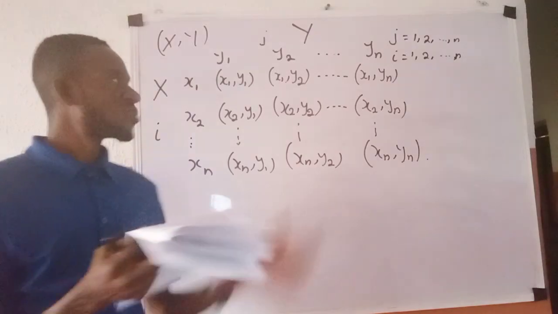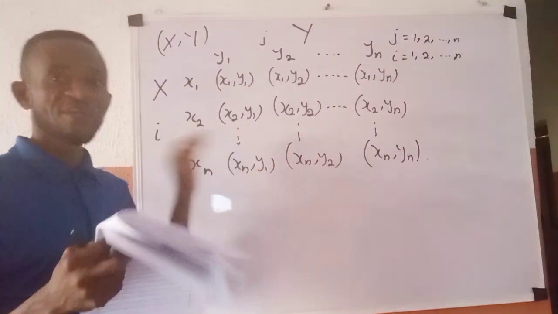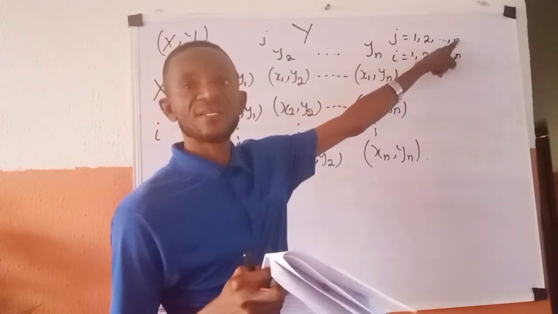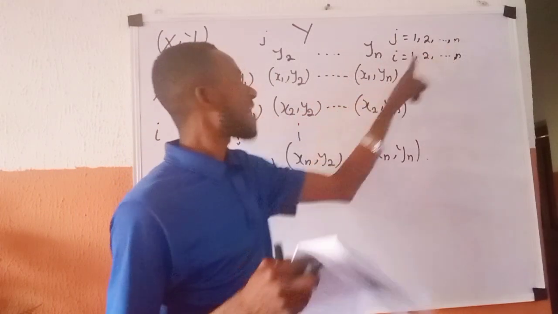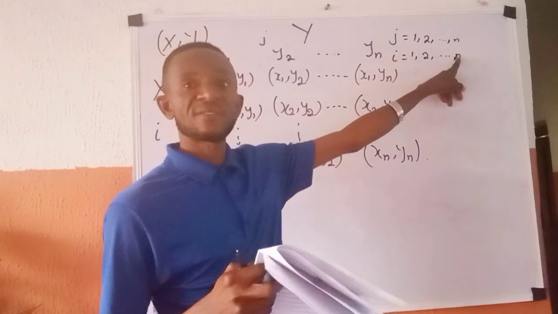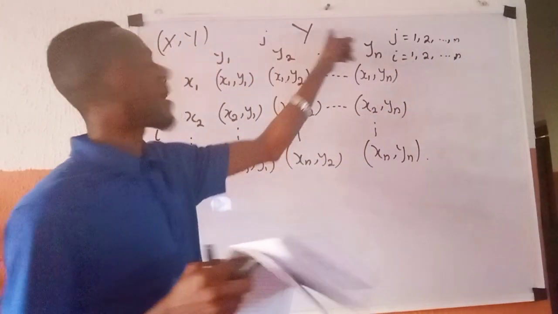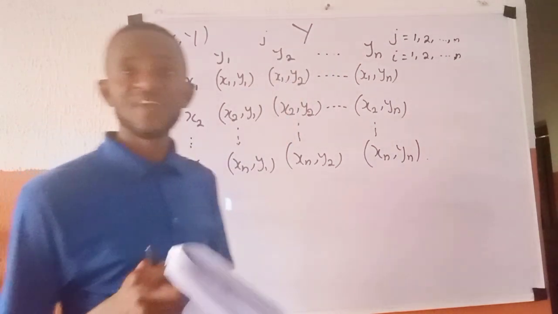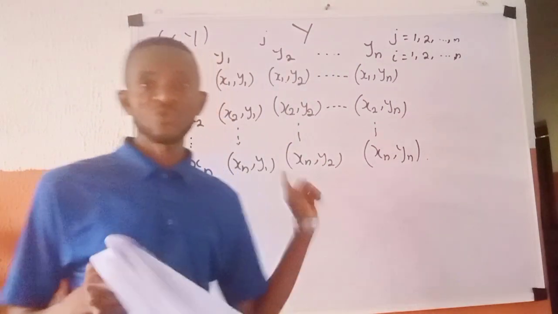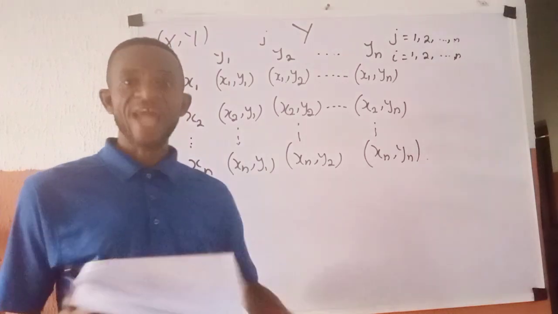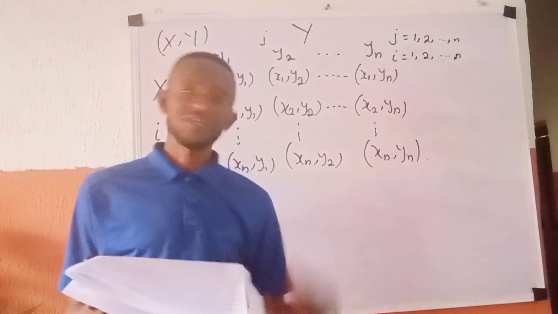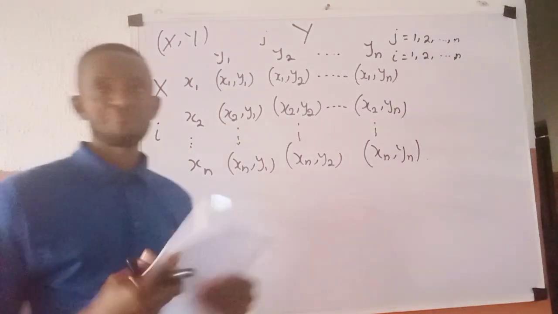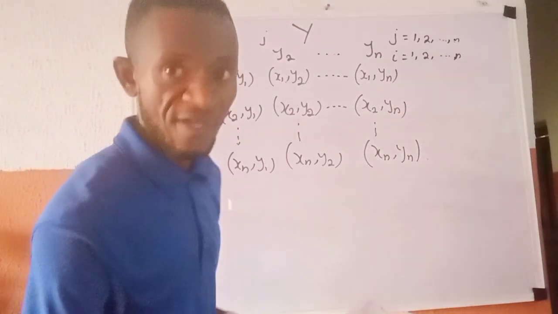Okay? So with this in mind, what I just want you to remember for me here is that j runs from 1 to n. And i runs from 1 to n. And j is talking about y variables. i is talking about x variables. That is the only thing I want you to remember for me here. So we are now going to go over to what we call the marginal distribution of x and y, bearing this thing in mind for me. Thank you very much.